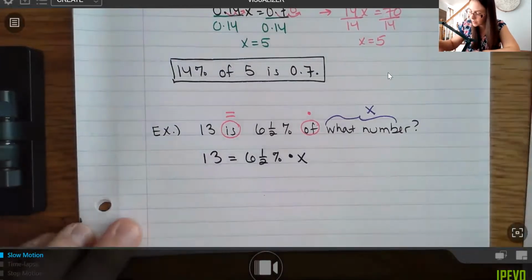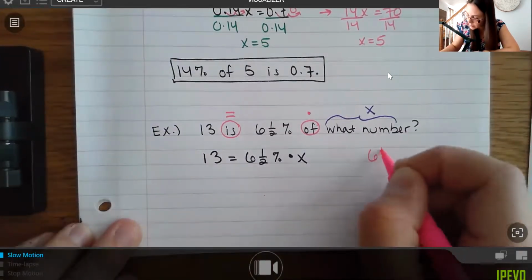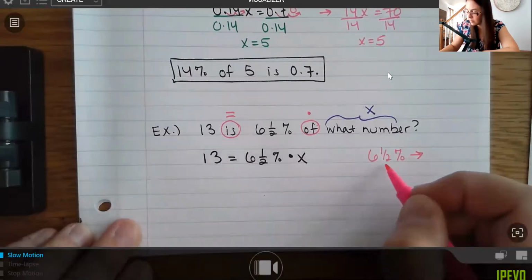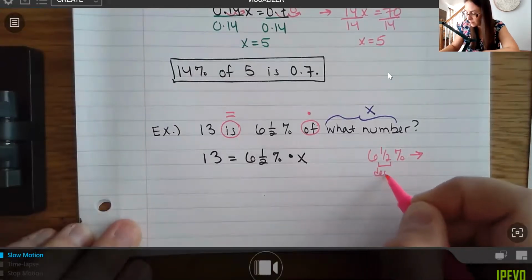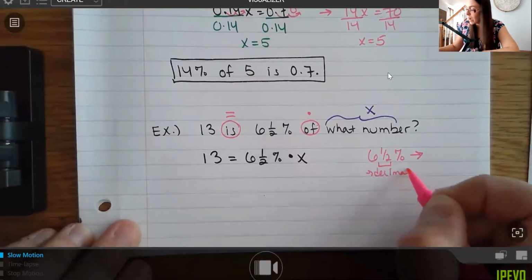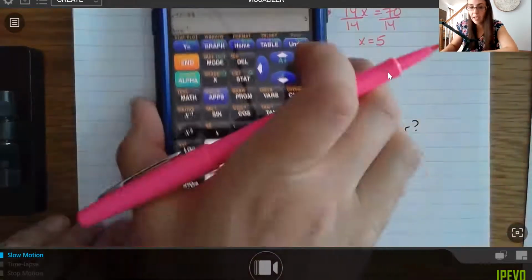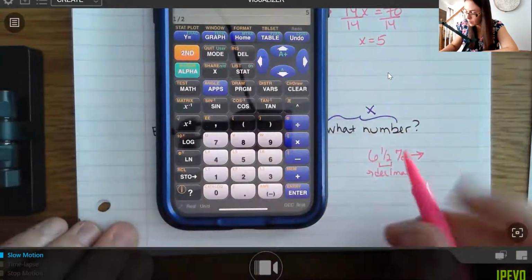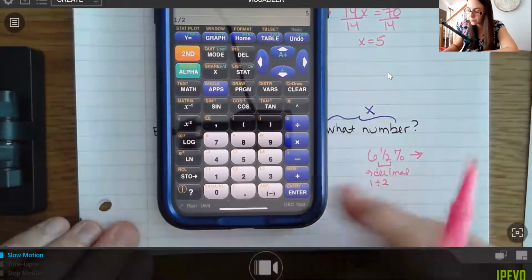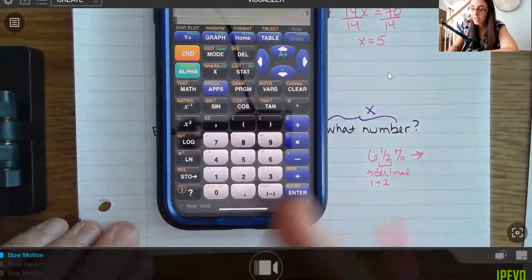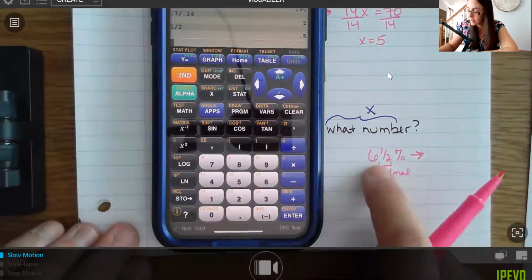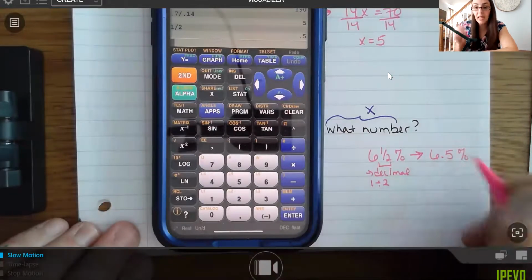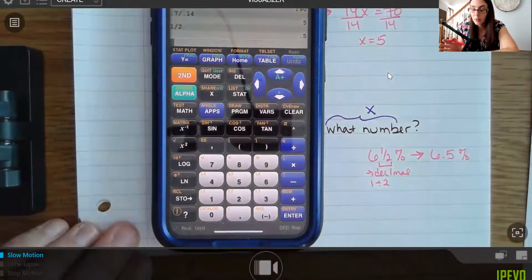Now I'm just going to do this off to the side. So 6.5%. The first thing I'm going to do is change this into a decimal. Now I know what 1/2 is, but if you forget, you can just take out your calculator and do 1 divided by 2, and you'll see the 0.5 there. And then you can just do 6.5 instead. So this is 6.5. Be careful, it's still a percent. Everyone makes this mistake. It's still a percent.